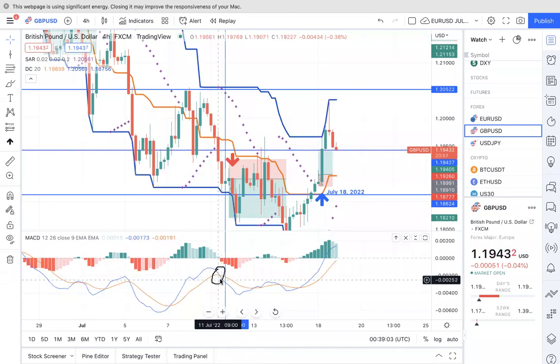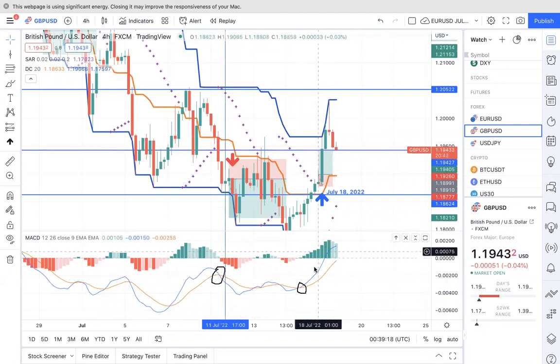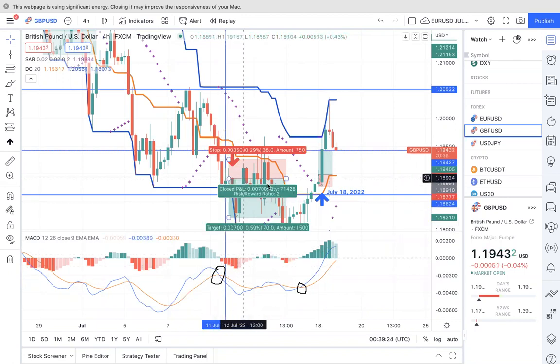The blue line is the signal line. The orange line is the MACD. When the signal crosses down, that is a confirmation for a sell. When the signal crosses up, that is a confirmation for a buy. As long as it's above, that's just a confirmation for a buy. As long as it's below, that's a confirmation for a sell.